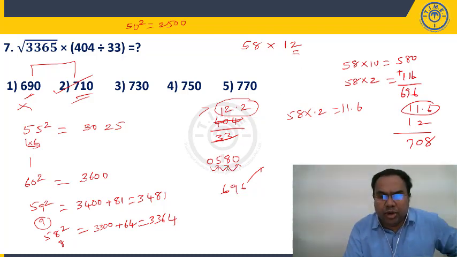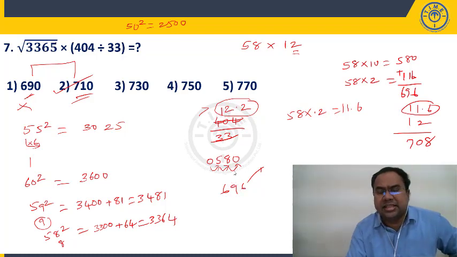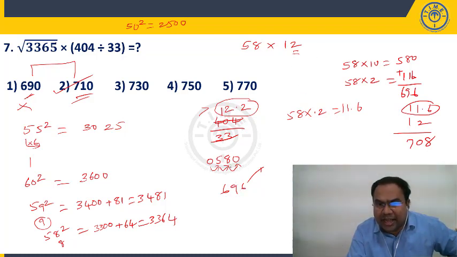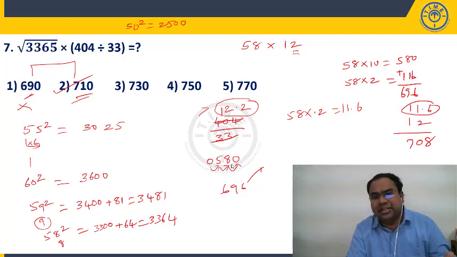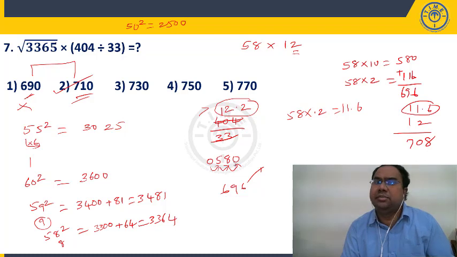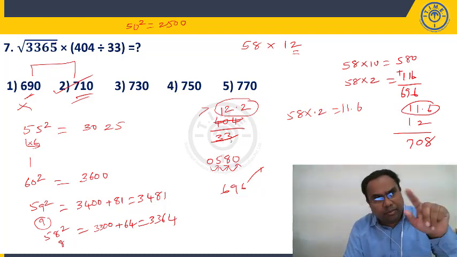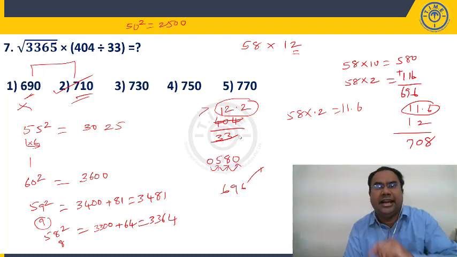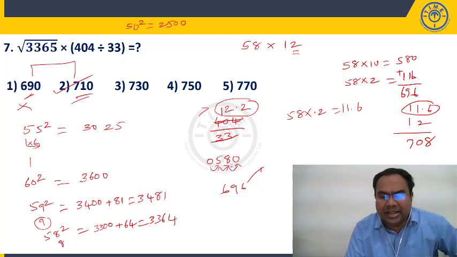Into 11, what will you do? You will add its right digit, right? 8 plus 0, 8. 5 plus 8, 13. 0 plus 5, 5 plus 1, 6. Into 12 means there is 2 here. I will double the number and add. Into 13 means you have to make it 3 times and add. 14 means 4 times and add. 15 means 5 times and add. 19 means you multiply 9 times and you add its right digit. So 12, it is easy, double this and add.